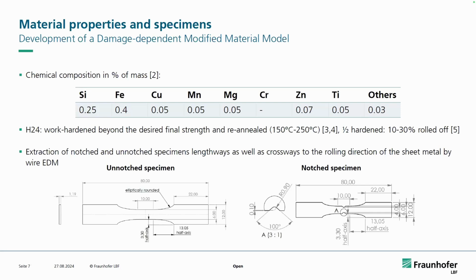So as you can see, apart from aluminum, nothing much is going on. The H24 is the material condition, which means that it is work hardened beyond the desired final strength and then re-annealed at between 150 and 250 degrees Celsius. And it is half hardened, which means that the sheet metal is rolled off between 10 and 30%. Down here, you can see the used flat specimens. They are extracted lengthways as well as crossways with respect to the rolling direction by wire EDM.